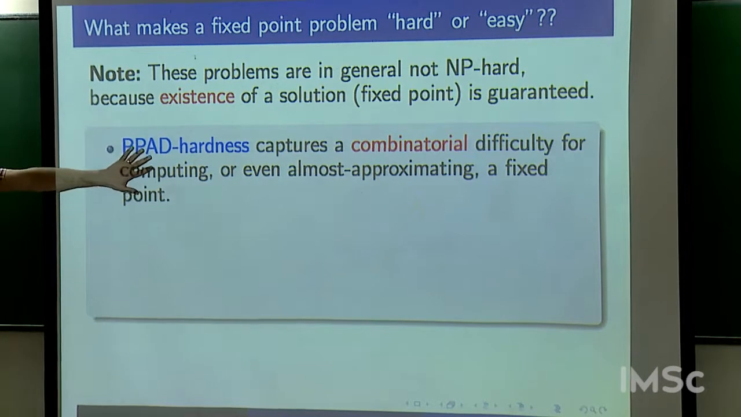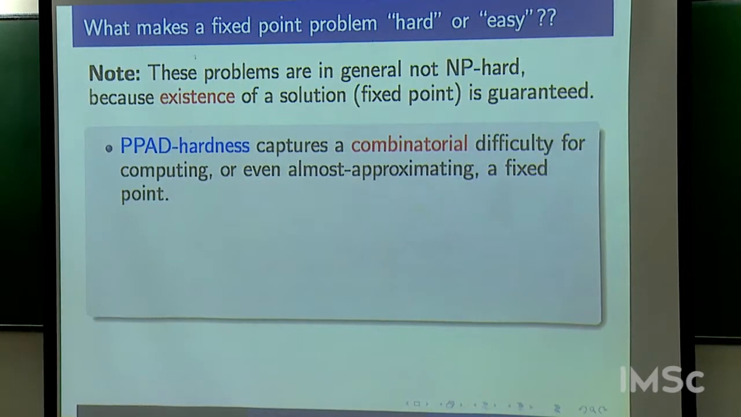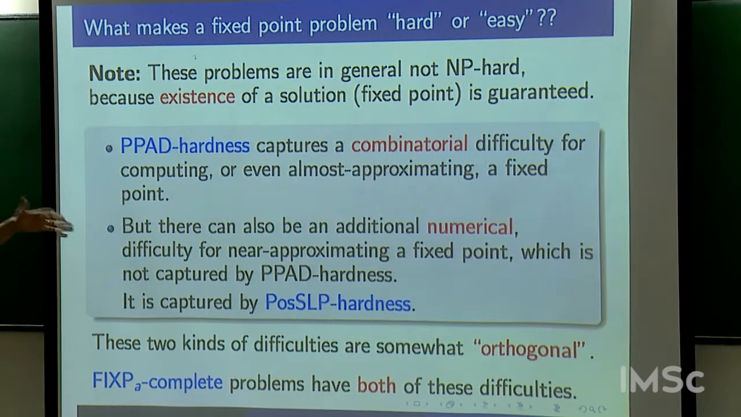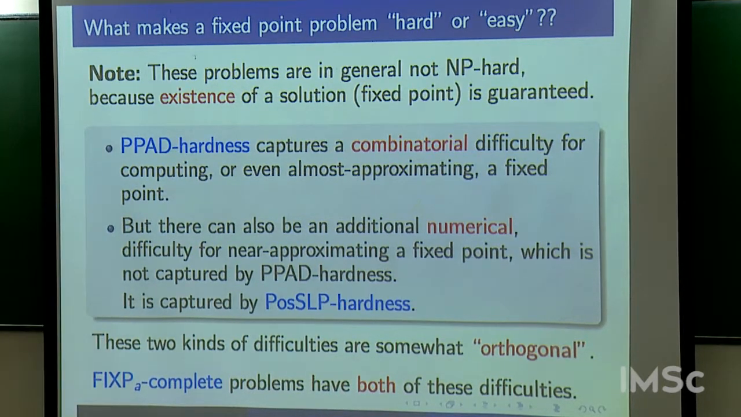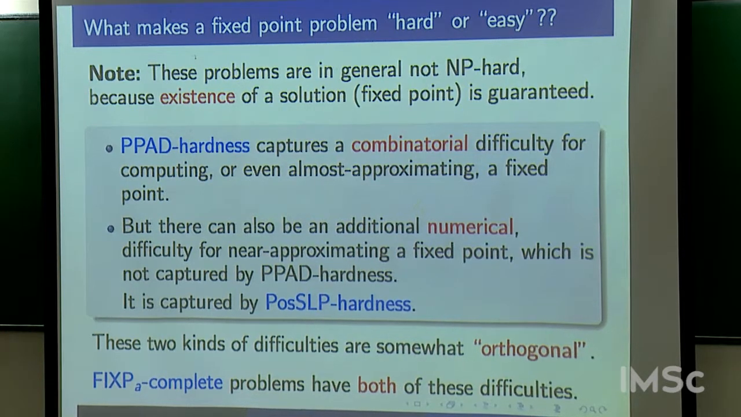Okay. Right, so we've got PPAD hardness as a combinatorial difficulty of these problems. But there can also be this additional numerical difficulty for near approximation. Not necessarily for almost approximation, the combinatorial difficulty pretty much captures it. But for near approximation, you have this additional difficulty, namely this PosSLP hardness. And the two are quite orthogonal in the sense that you encounter fixed point problems that have only one of these difficulties and not the other, or some combination of the two. And you even encounter things that have an intermediate difficulty.